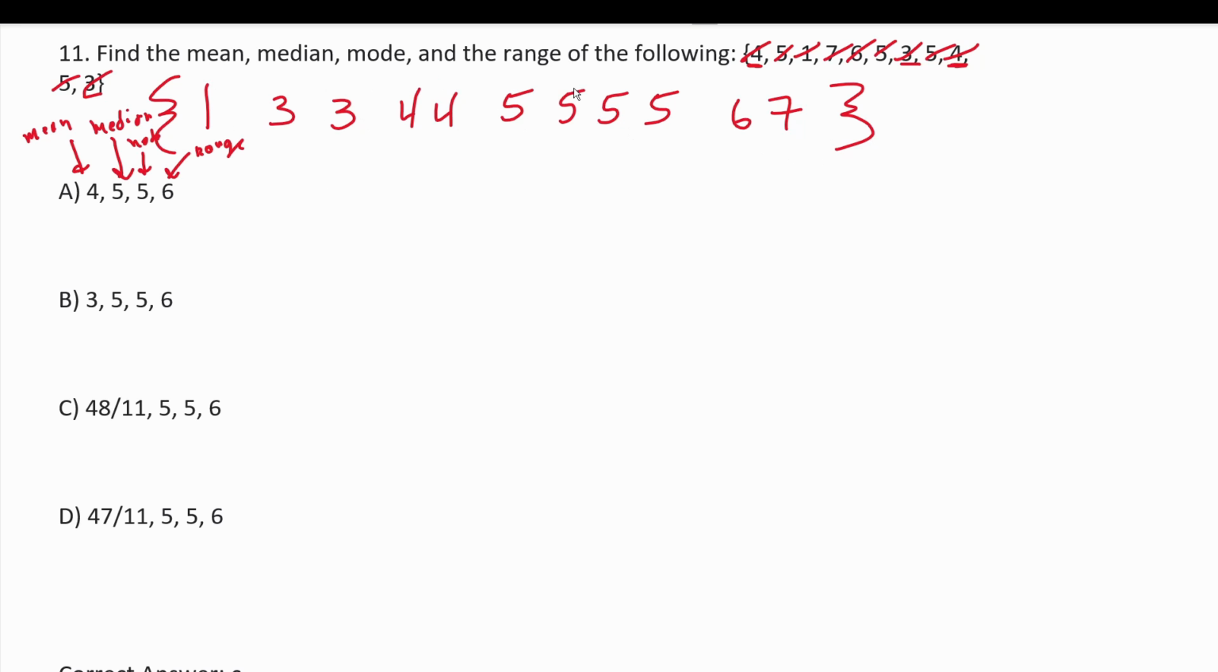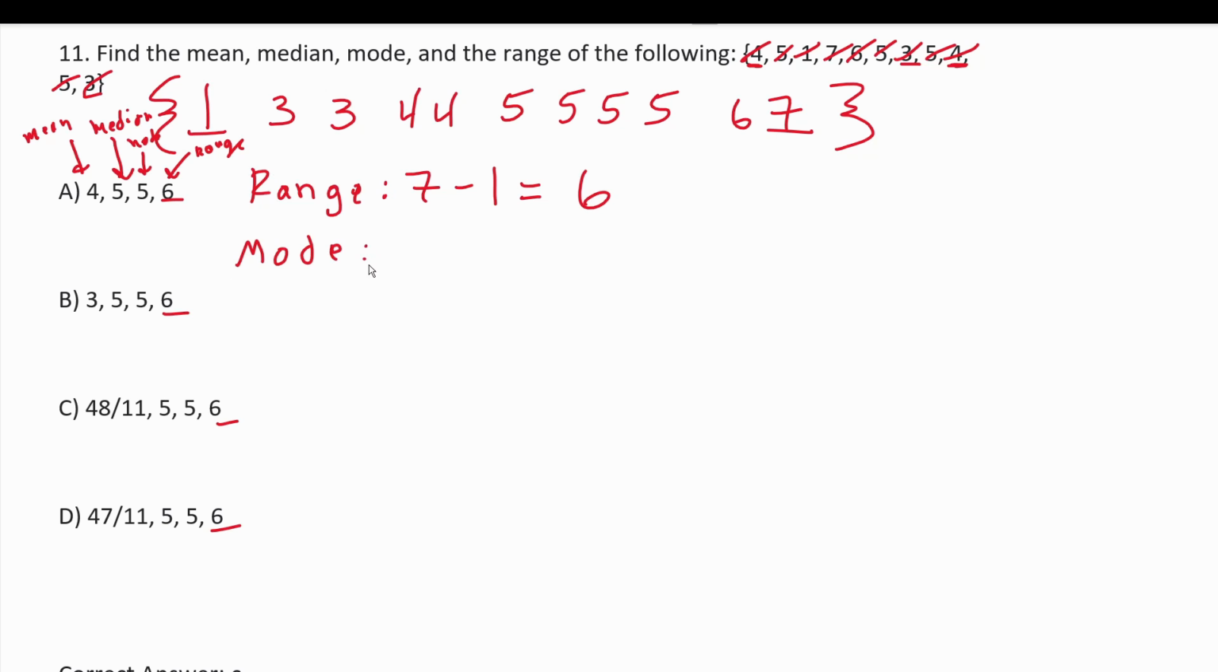And since we ordered this from least to greatest, the range is very easy to find. It's going to be this last term minus your first term. In other words, it's 7 minus 1. 7 minus 1 is 6. And if we look through our answer choices where the range is, we can see that they are all 6. So that doesn't help. Let's move on to the mode.